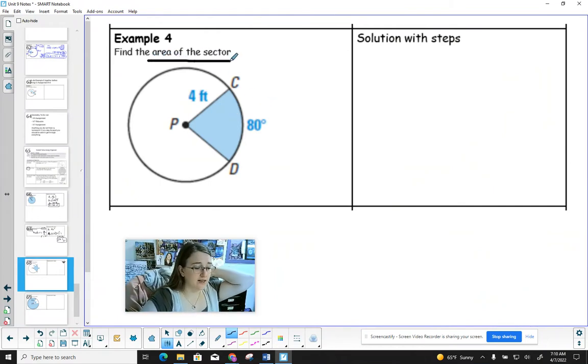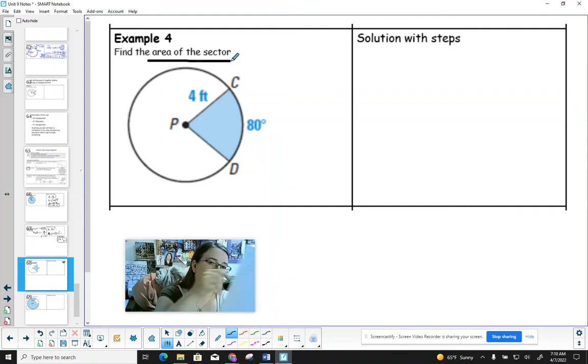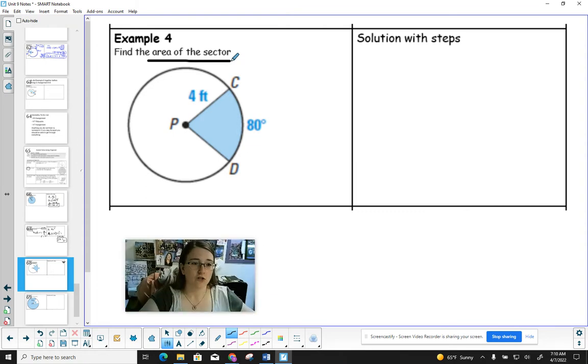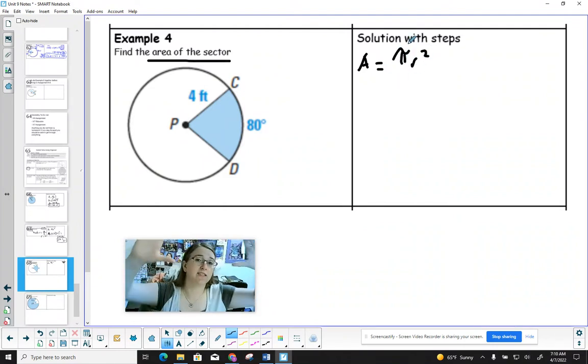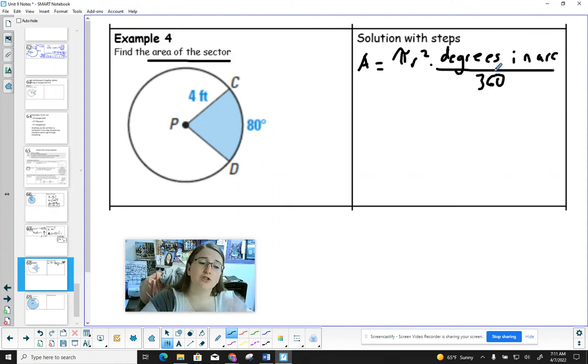So now it says find the area of the sector. Again, how to use your formula sheet. If it goes blah, blah, blah, name of a formula, I'd go, oh, where is that formula? Area of a sector is right there on the formula sheet. We're going to go ahead and copy that. So area of a sector equals, unsurprisingly, pi r squared first, because this is the full area of the circle. But we're going to multiply this by degrees in the corresponding arc. I'm going to just say degrees in arc because I don't have a lot of space there. Divide by 360.